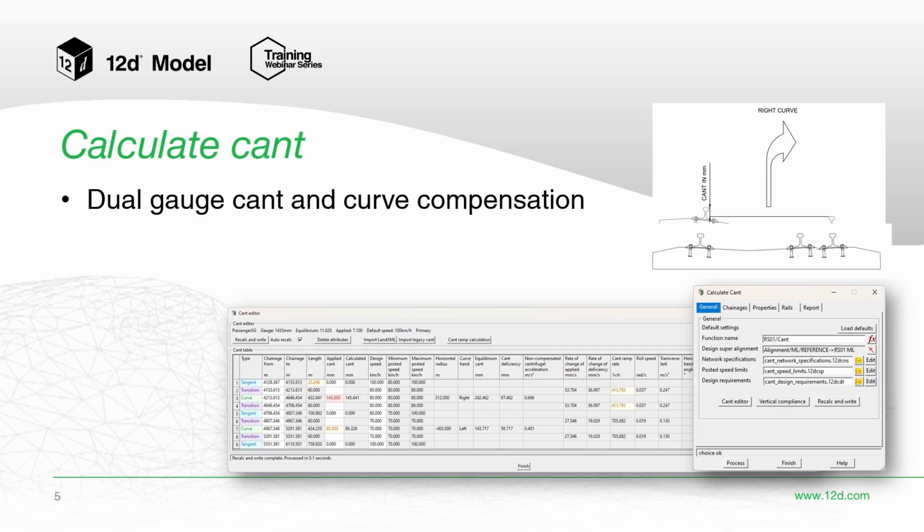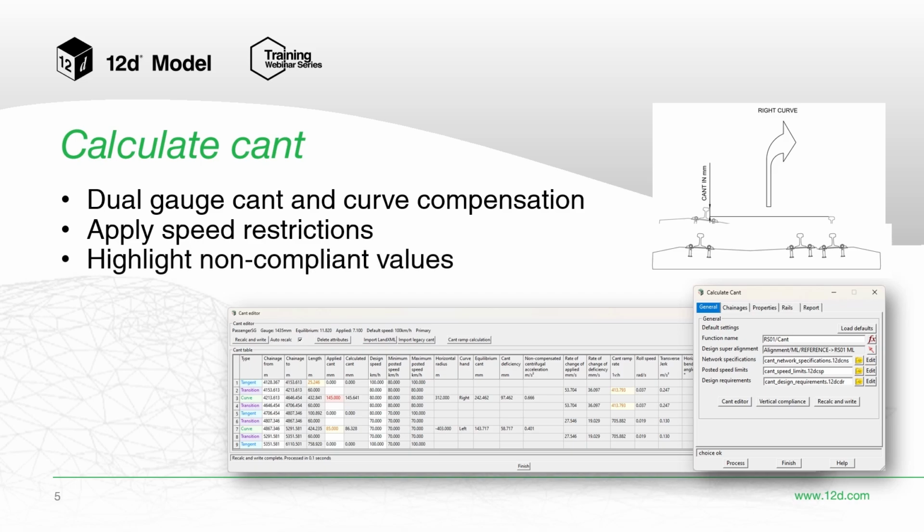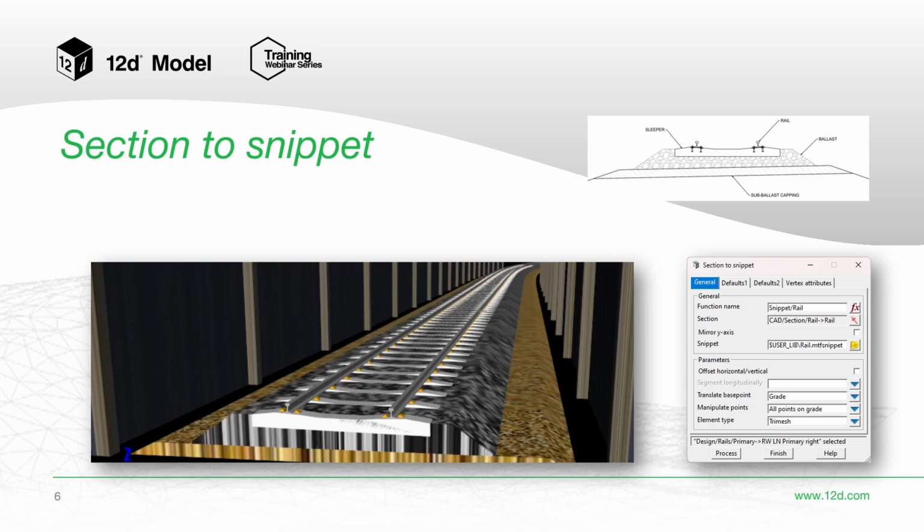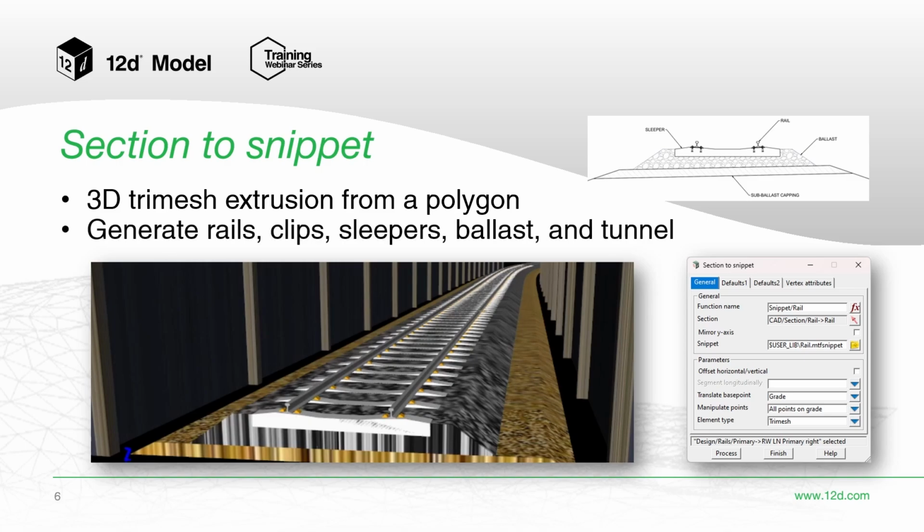The next panel we'll look at is the Calculate Cant panel, how to apply dual gauge cant and curve compensation settings, applying speed restrictions, highlighting non-compliant values from design criteria, and how to generate rails and reports. Finally, we'll look at the section to Snippet panel. This is to create 3D trimesh extrusions from a polygon, and we'll use this to generate rails, clips, sleepers, ballast, and a tunnel.